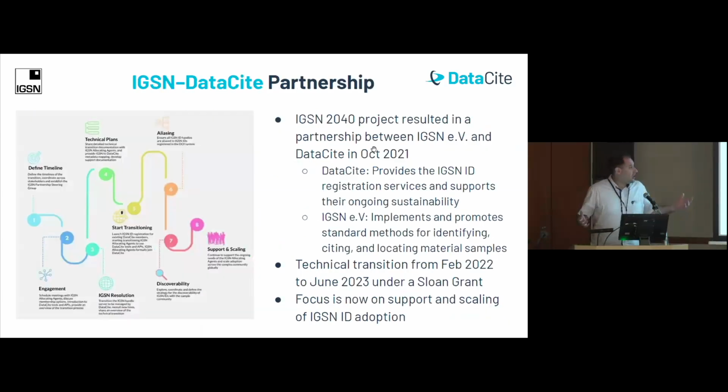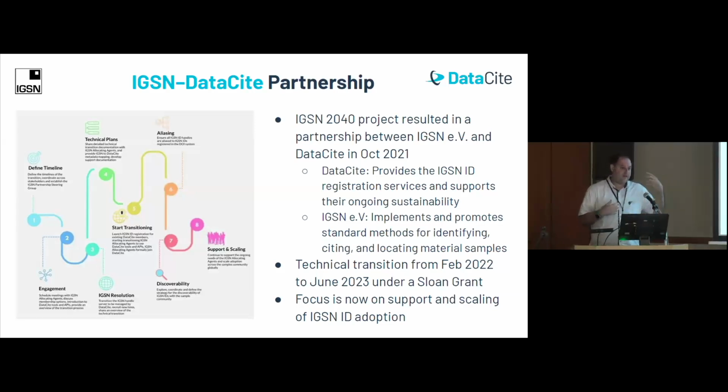I mentioned samples there, and samples have become increasingly important in DataCite, and that's through a strategic partnership with the IGSN organization, the International Generic Sample Number. This partnership started in October 2021. The point of the partnership is that DataCite is now providing the IGSN ID registration services and supporting their ongoing sustainability, while the IGSN organization is implementing and promoting standard methods for identifying, citing, and locating material samples.